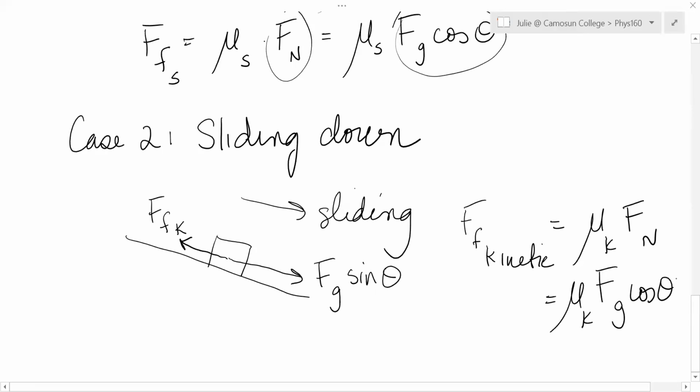So the only difference here between case one and case two is if it's sliding, you use the kinetic coefficient of friction, mu k. Now, whether Ffk equals Fg sine theta, which is possible, it just means this would be going at a constant speed, or whether it's less, in which case it's simply slowing this box down a little bit. But it will never be more than Fg sine theta. It will never suck the box up the incline. So it's either equal to or less than Fg sine theta. Okay, so that's case two.